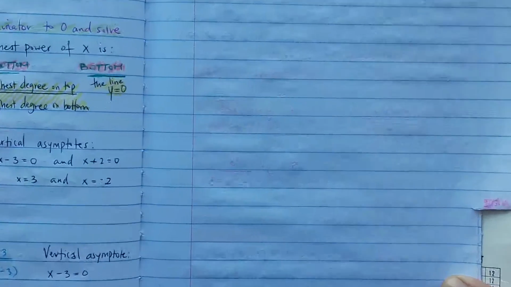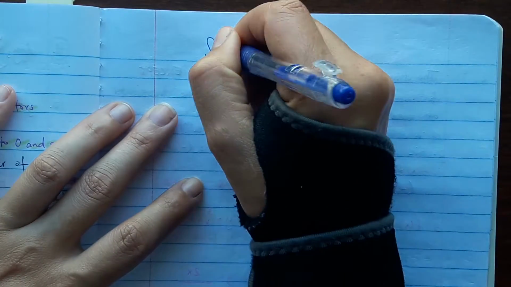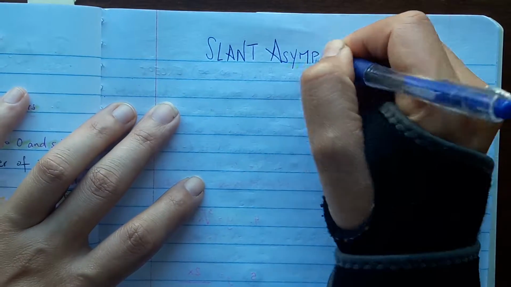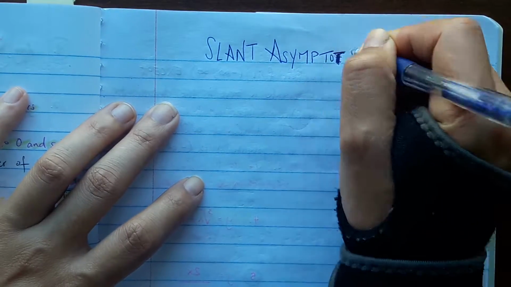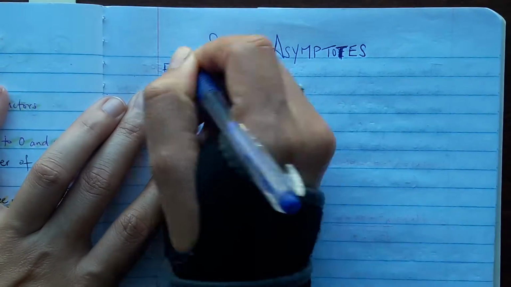Take a quick look at finding slant asymptotes. This is going to be preparation for calculus and the asymptotes. Under asymptotes, on the right hand side, you should have some space. We're going to look at slant asymptotes, and slant asymptotes are pretty easy.